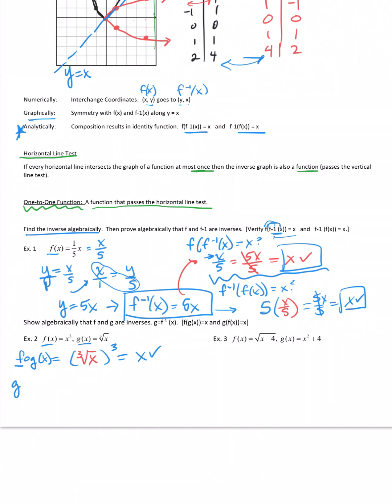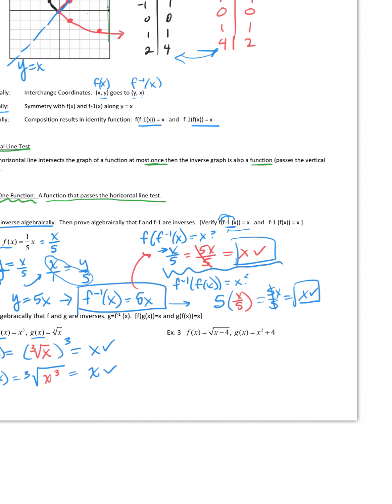Then if I flip it, g of f, I'm going to take the g function, the cube root, but instead of x in there, I'm going to put the f equation, x cubed. Again, if I take the cube root of x cubed, I get x. All right, so that proved it. Wonderful. Now look at this one.